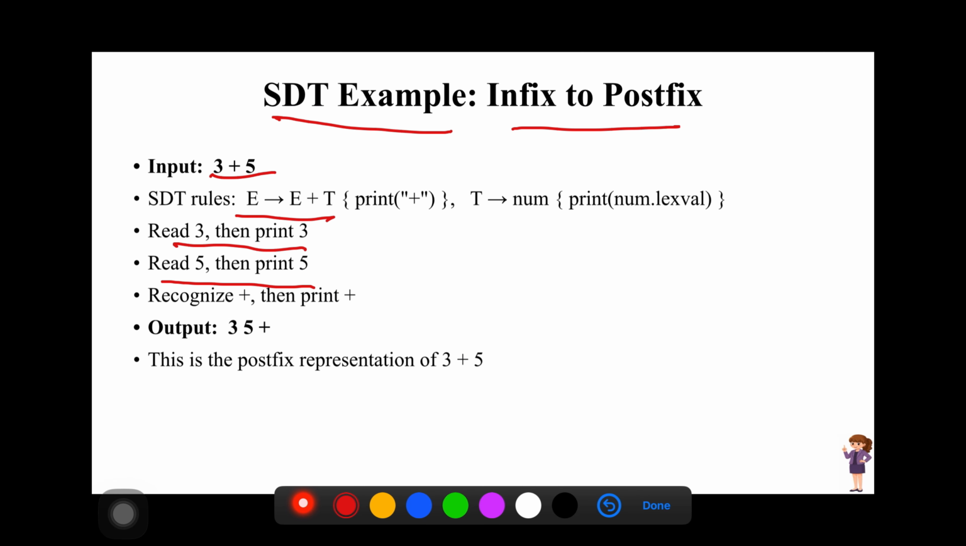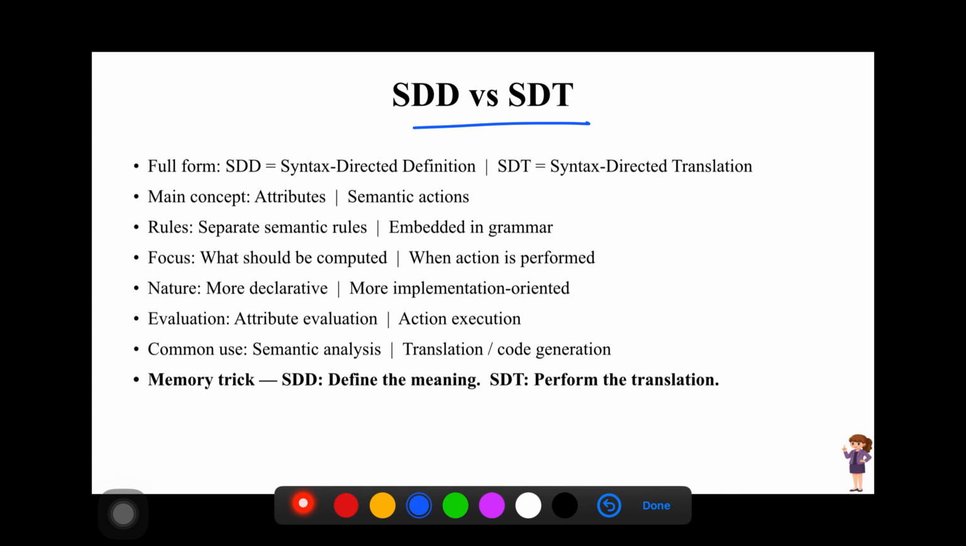Let us see SDD versus SDT. The full form of SDD is syntax directed definition, and SDT is syntax directed translation. For SDD, the main concept is attributes. For SDT, the main concept is semantic actions. In SDD, rules are like separate semantic rules, embedded in grammar, focusing on what should be computed. For SDT, the focus is on when the action is performed.